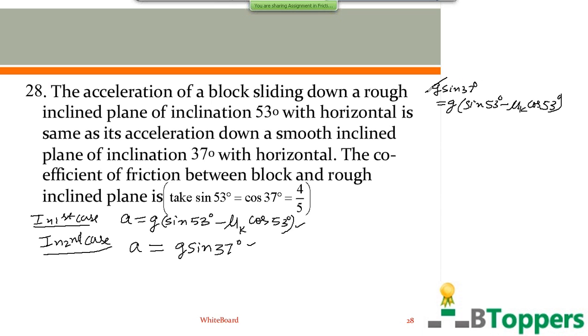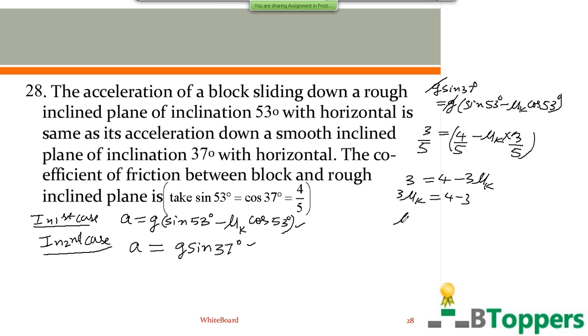Cancel the acceleration due to gravity g on both sides. Substitute sine 37 degrees equal to 3/5, sine 53 degrees equal to 4/5, cos 53 degrees equal to 3/5. Simplify it and solve for the coefficient of sliding friction. So the coefficient of sliding friction between the block and the rough inclined plane, you get mu k equal to 1/3.